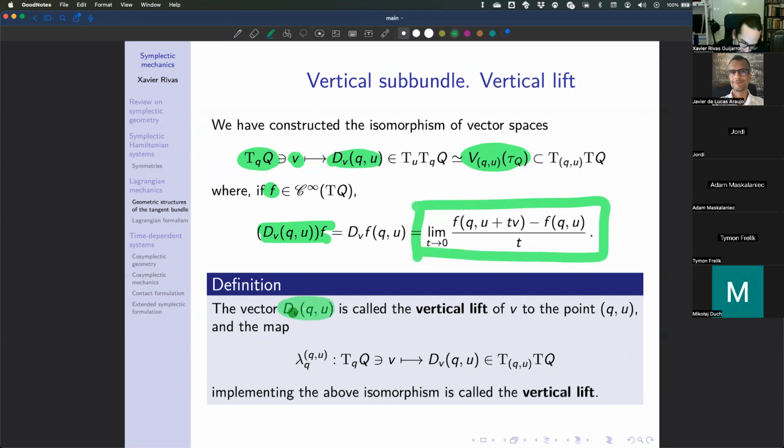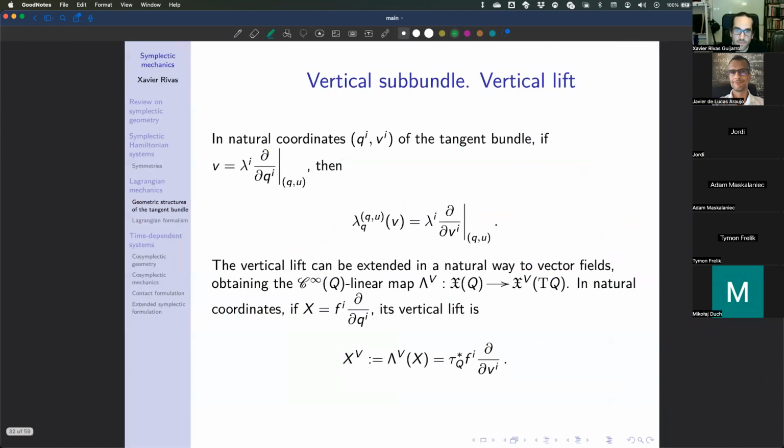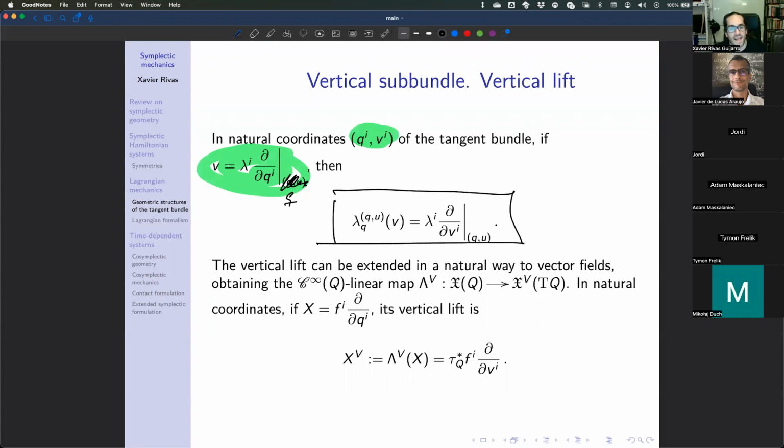So this vector here that we have defined, seeing how it acts on functions, this is the vertical lift of the vector v, a vector on Q, to a point Q, and this map is actually the vertical lift. This map allows us to lift vertically functions to the vertical subbundle. In coordinates, what does it look like? Taking natural coordinates on the tangent bundle, if we have a vector on the base, this vector is in Q, at a point Q, then its vertical lift looks like this.